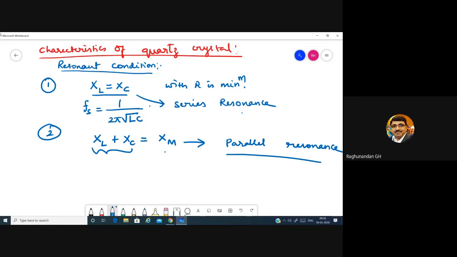After this, we have to plot the variation of the impedance with respect to the frequency. You can observe one thing: the frequency of the parallel resonance, Fp, is greater than the series resonance frequency. So let us plot the graph.